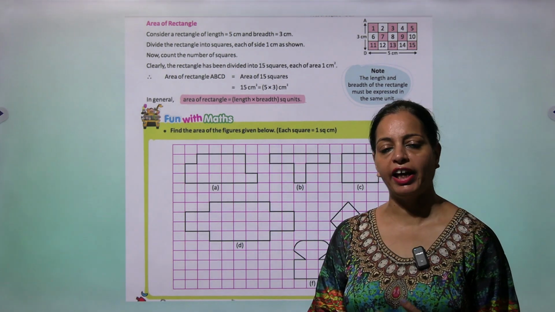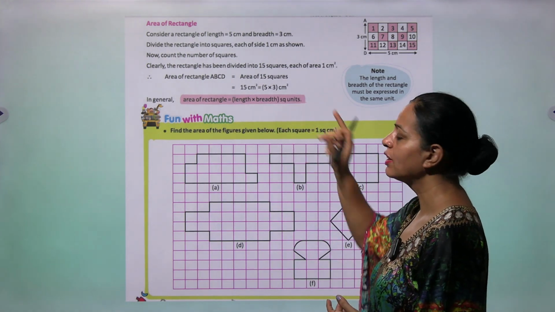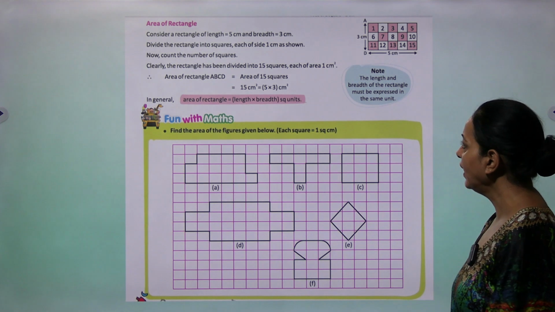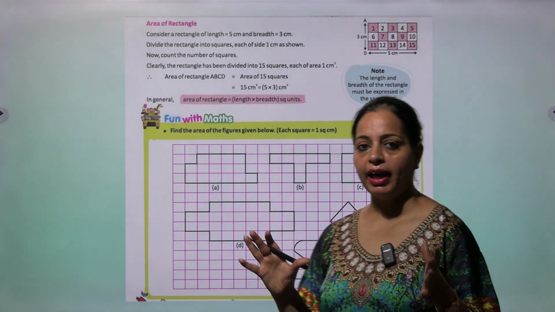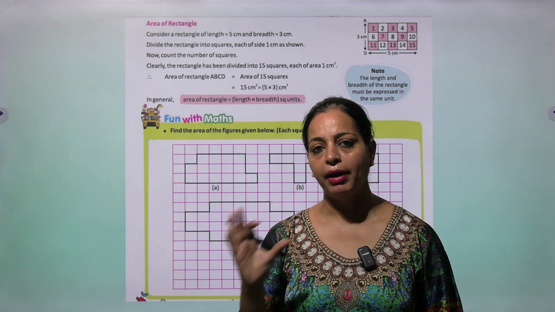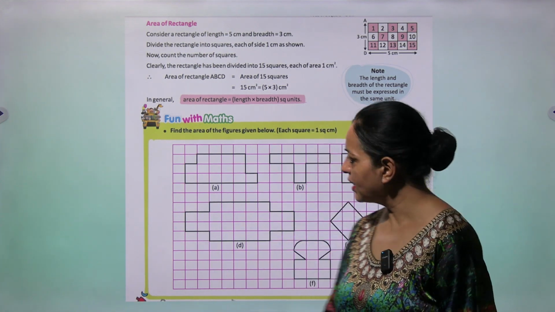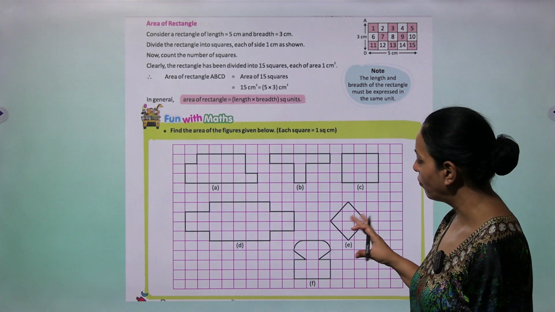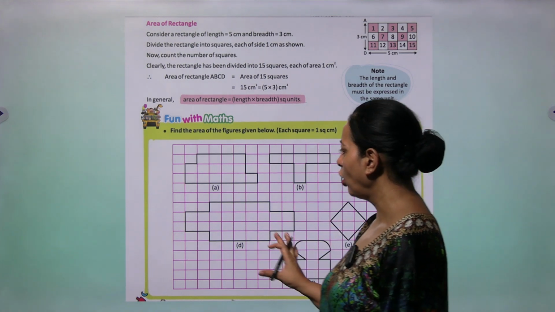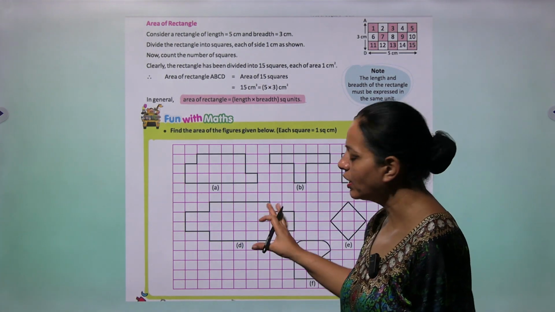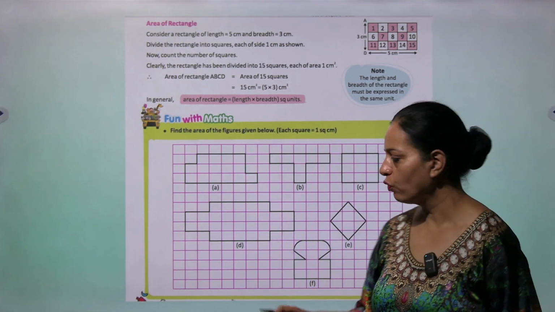That's why how we can find area of rectangle? Length into breadth. So length into breadth square units. So the length and breadth of rectangle must be expressed in the same unit. जब भी आप rectangle का area find करेंगे, length and breadth का unit must be same. Either both are in meter or both are in centimeter. So now there is one fun given over here, some irregular shapes given here. You have to find the area of these shapes. So how? It's very easy, just count the number of squares, that is the area of each figure.